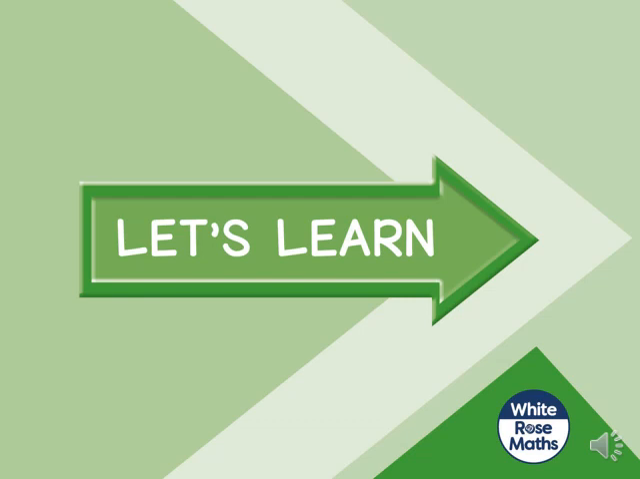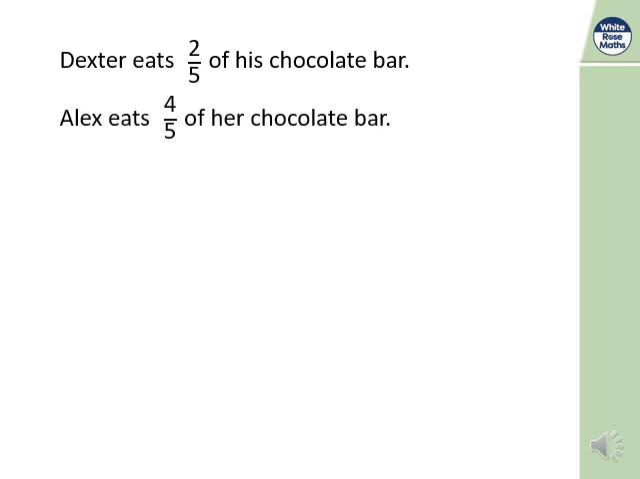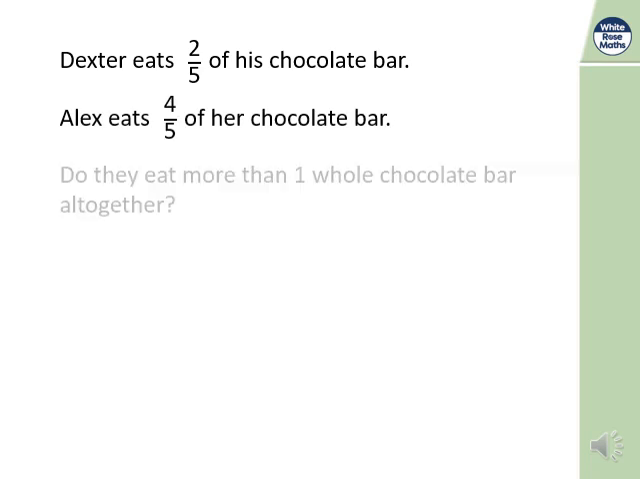So now we're going to get ready with the main part of our lesson, and it's going to involve adding and subtracting fractions. Let's begin with this question here, and we'll work on this one together. Dexter eats 2/5 of his chocolate bar. Alex eats 4/5 of her chocolate bar. Do they eat more than one whole chocolate bar all together? I'm going to give you 10 seconds to have a think what your initial answer would be. What can you see about those fractions that might tell you whether or not they've eaten a whole bar altogether?